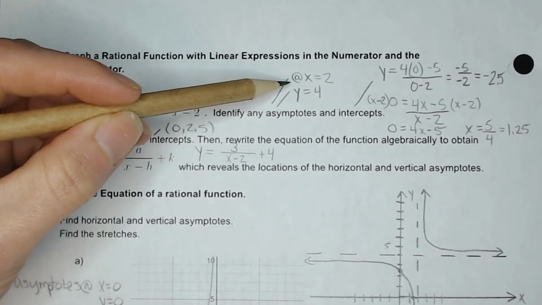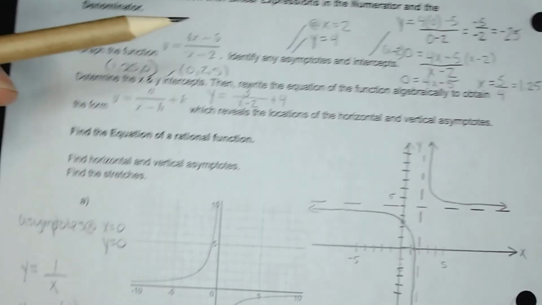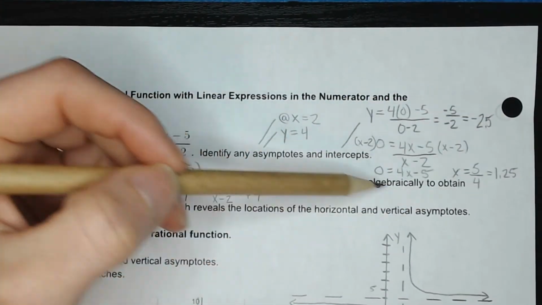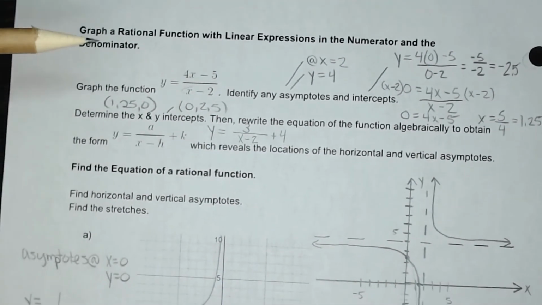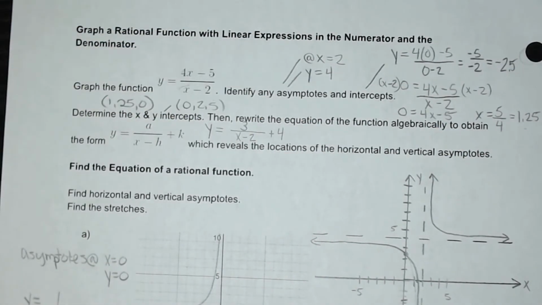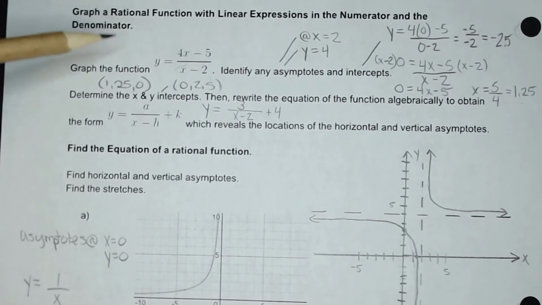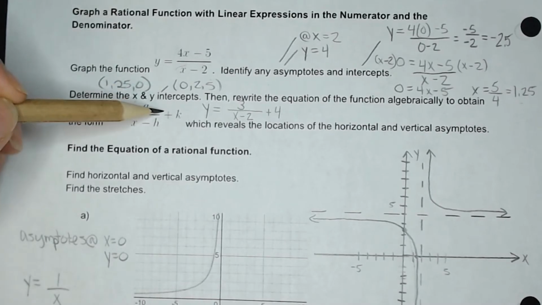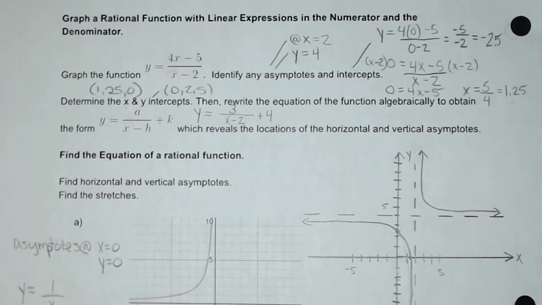So once you know that, then you can kind of plot your dotted lines onto your graph. I did the work for it over here, as well as finding the x-intercepts. One of them is at 1.25. That's when y equals 0. So we have two different intercepts. We have the x-intercept at 1.25 and 0, and then the y-intercept at 0 and 2.5.